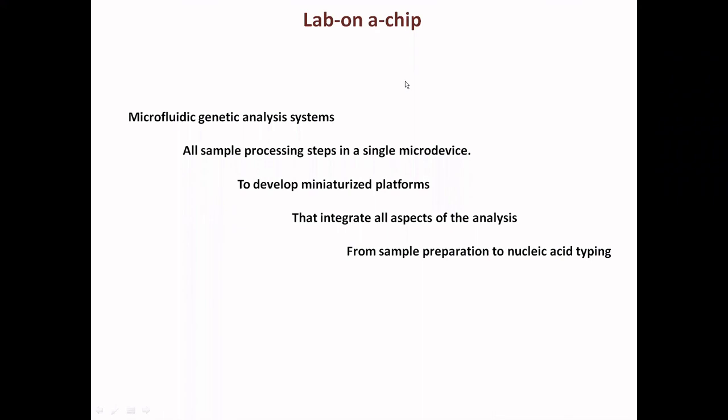There is a high throughput method for DNA profiling or DNA fingerprinting called lab on a chip. So in this case, there is a microfluidic genetic analysis system with all sample processing steps in a single micro device, to develop a miniaturized platform that integrates all aspects of the analysis from the sample preparation to the nucleic acid analysis. That is a fast, automated, and efficient method of DNA profiling.